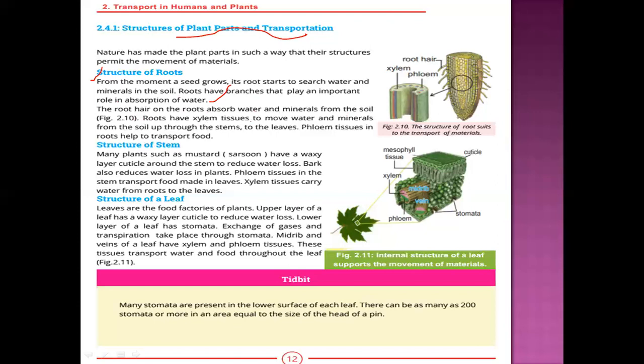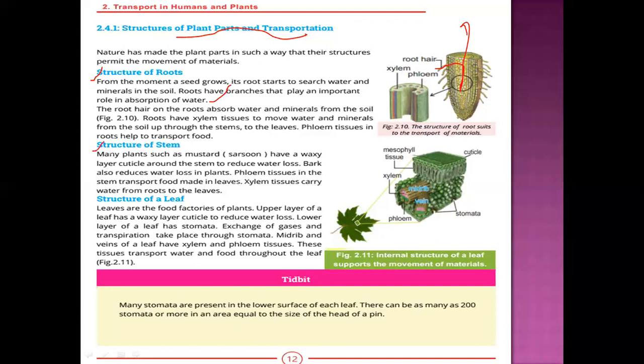Roots have xylem tissues to move water and minerals from the soil through the stem and leaves, and phloem tissues from the root, and the roots help to transport food. If you see this one, the blue is xylem and the red one is phloem, and these are root hair. Water moves from here and reaches the xylem and phloem, and it moves upward.